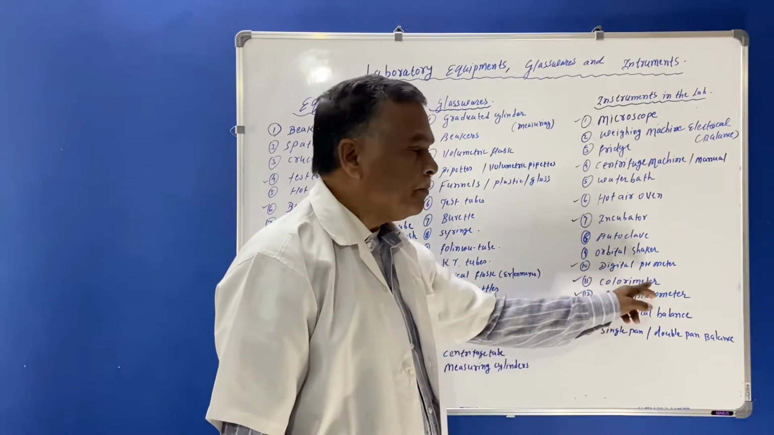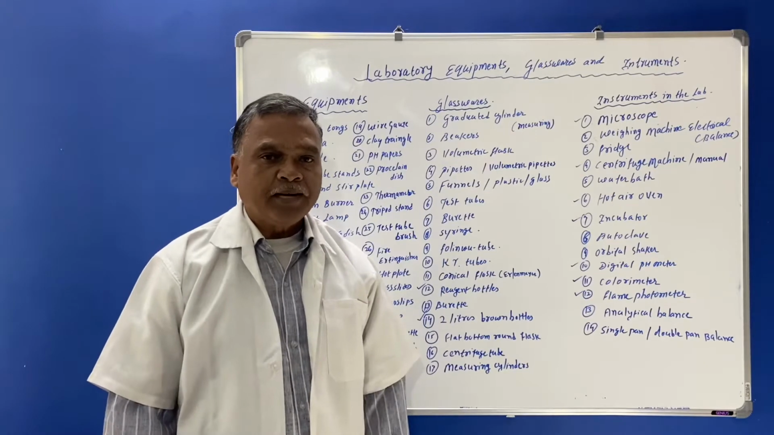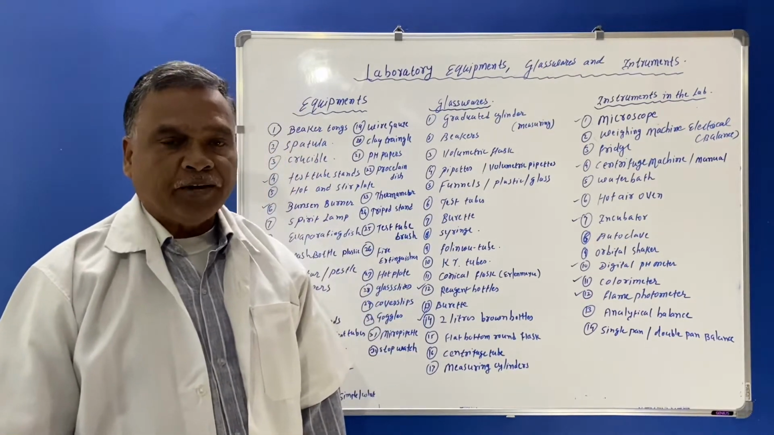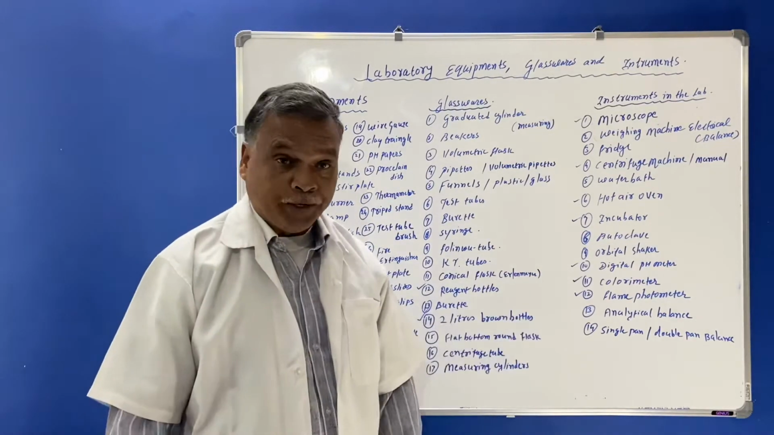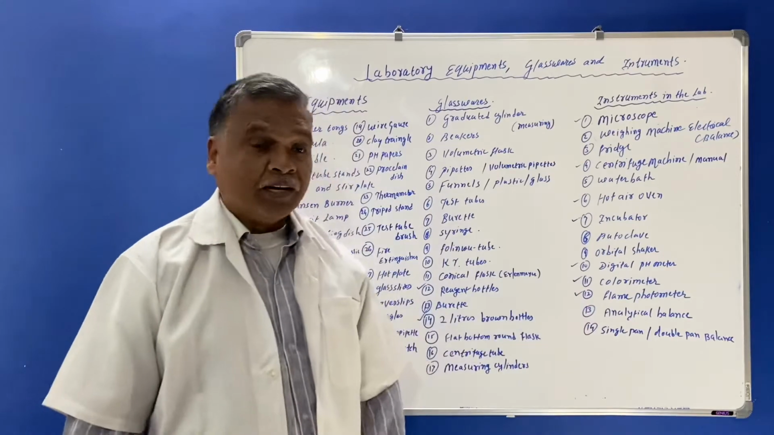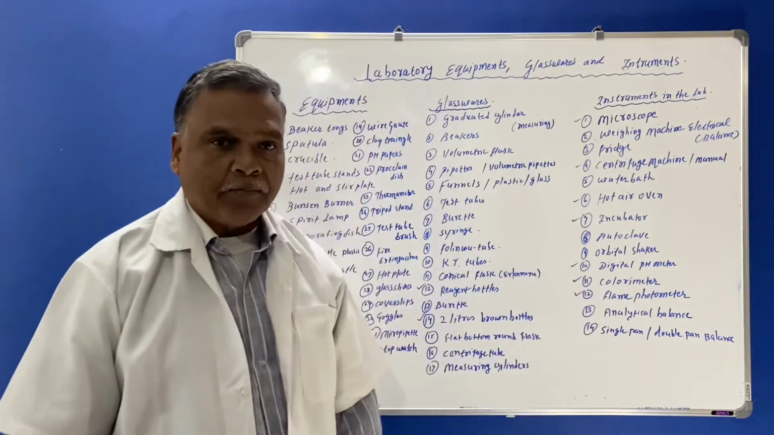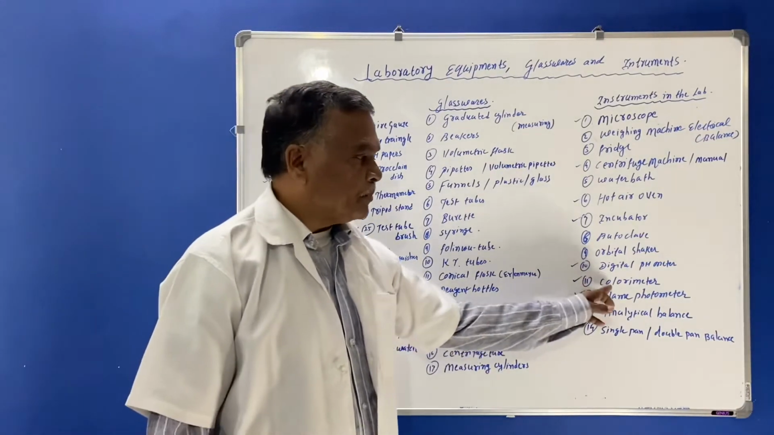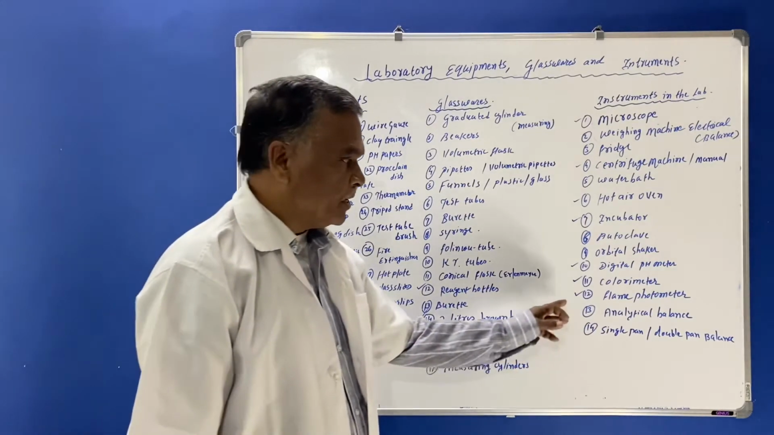Then the colorimeter is a device, and the principle of this colorimeter is to measure the optical density, known as OD, of colored solutions. Different colored solutions' optical densities are measured on the colorimeter, and the colorimeter principle depends upon Lambert and Beer's law.